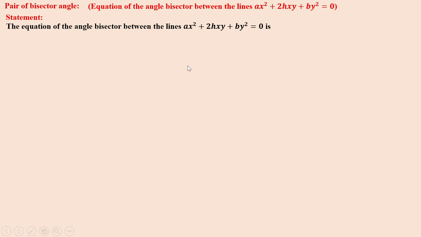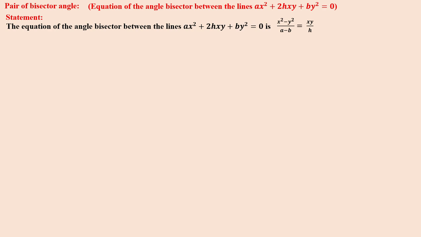Equation of the angle bisector of the pair of straight lines ax square plus 2hxy plus by square equal to 0. Statement: the equation of the angle bisector between the lines ax square plus 2hxy plus by square equal to 0 is (x square minus y square) by (a minus b), which is equal to xy by h.